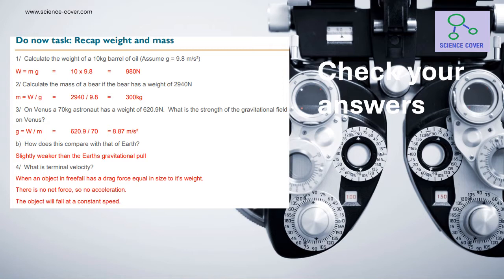What is terminal velocity? This is when an object is in free fall and it has a drag force equal in size to its weight. There is no net force, so there is no acceleration, and the object will fall at a constant speed.